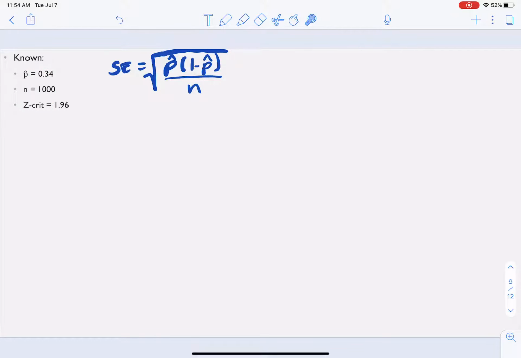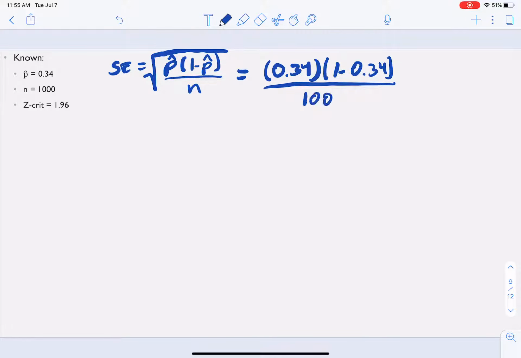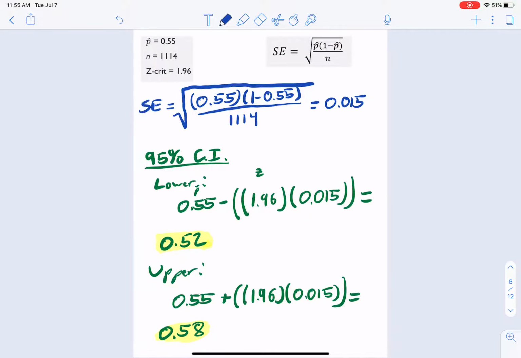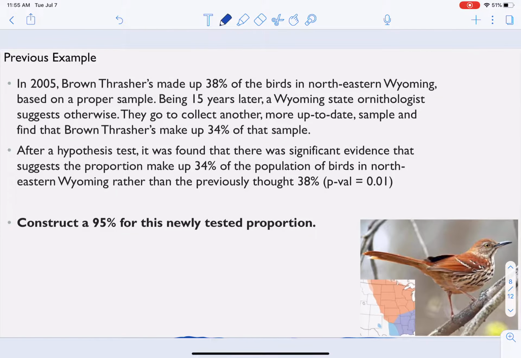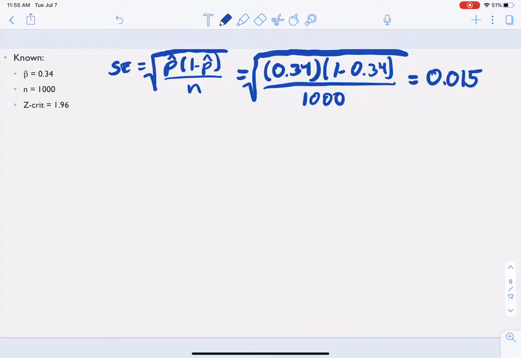Okay, so let's at least plug and chug some of these values in. Our sample proportion was 34%, and then 1 minus 34% divided by 1,000, all underneath the square root. Very cool. And it turns out that that is 0.0149, so 0.015 we'll say. Is that the same as the last one? Yeah, it is. How about that? That's pretty cool.